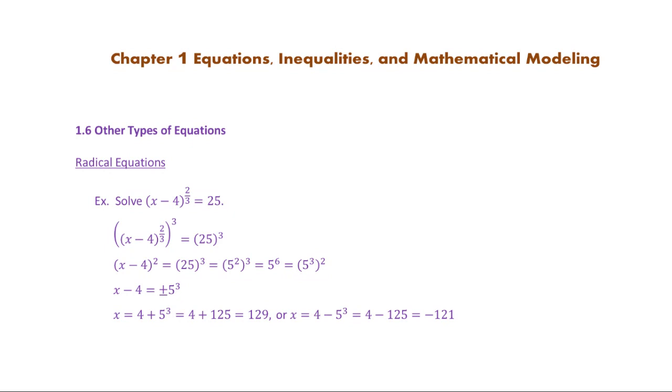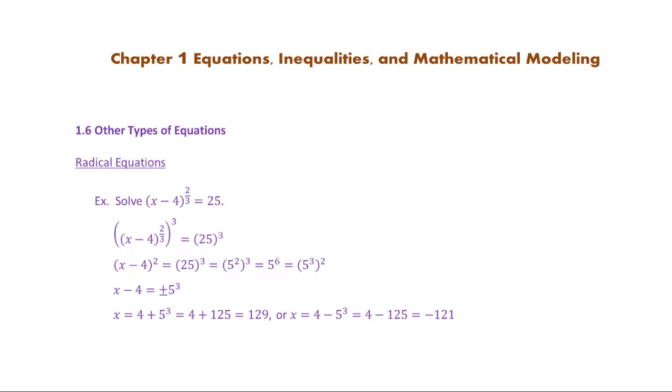So on the left, you get (x minus 4) squared. And on the right, there's just 25 to the cube. We can also rewrite 25 as 5 squared. You can simplify this a little bit. You don't have to cube 25. So then 5 squared to the cube, we just multiply the exponents 2 and 3, and you get 6.